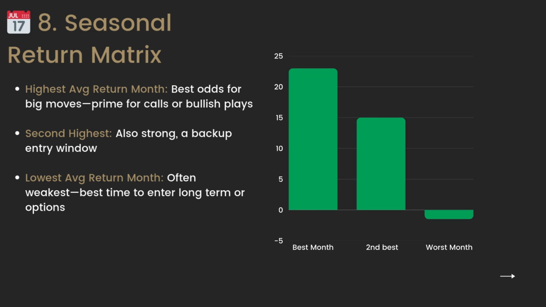Then the lowest average return month is the best time for you to actually get into a position, whether that be long-term or for options trading, because you're getting everything at a discount and you want a discount. Who wants to pay full price for a beautiful company? It's just good to get it at a discount and then get the appreciation on top of that.